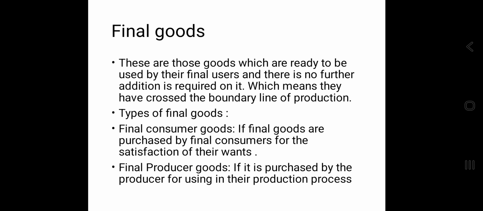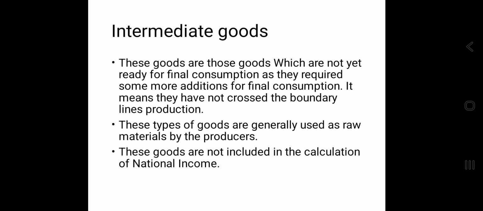Then final goods are actually just like our consumer goods. You can see here, these are those goods which are ready to be used by their final users. Final users means the ultimate consumer, and no further addition is required on it. That means it is ready for final consumption. Then there are two types of final goods: final consumer goods as well as final producer goods. The final good that is used by a consumer for their satisfaction is called the final consumer good. If a final good is used by the producer for further production, that is called what? Final producer good.